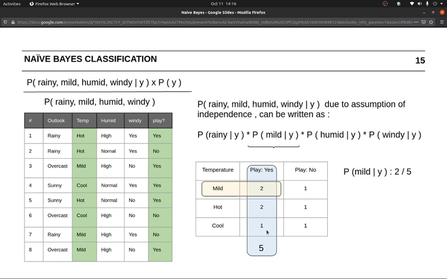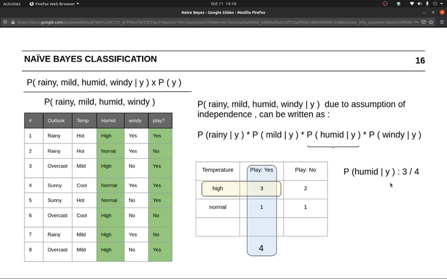In the same way, if I want to calculate the probability of the day's temperature being mild given we play, we take the same approach. We subset the temperature and play columns in the same way as we did before, and we arrive at the probability of it being mild given that we play. So we played 5 times, out of those it was mild twice. So this probability becomes 2 over 5.